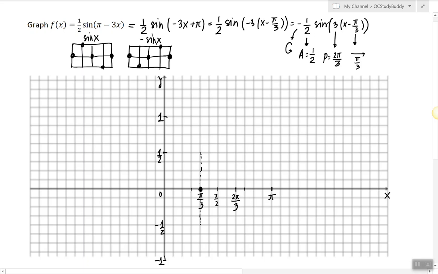So from this point I'm going to count 2 pi over 3. Pi over 3 plus 2 pi over 3 is pi, and I'm going to draw this box. So again, what is special about this box is that its width is exactly 2 pi over 3, which is the new period of the function, and its height is exactly 2 amplitudes.